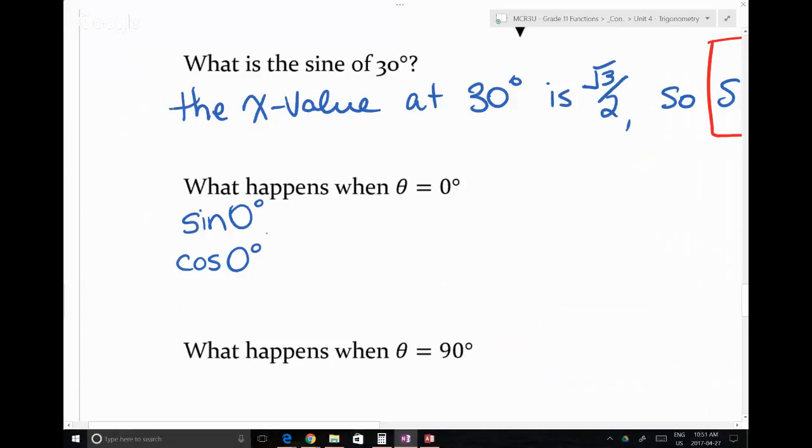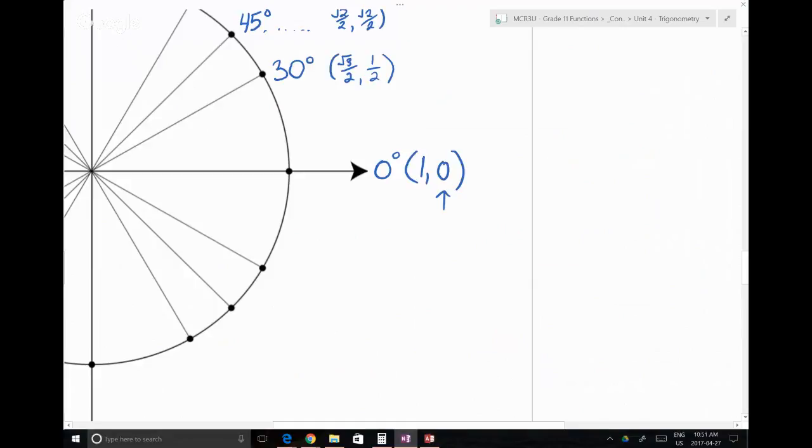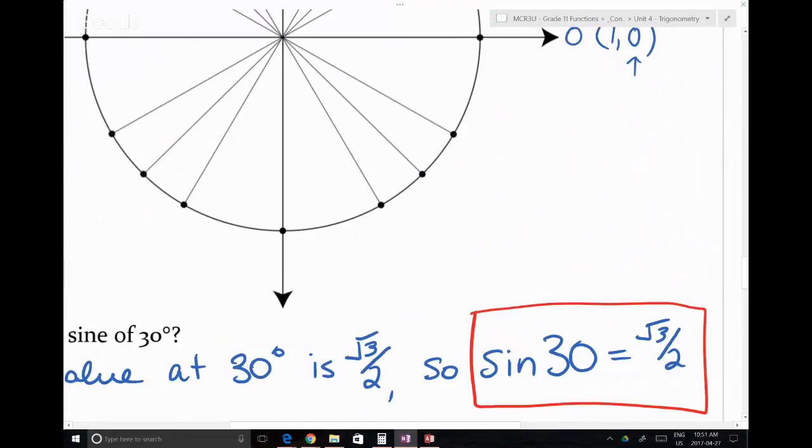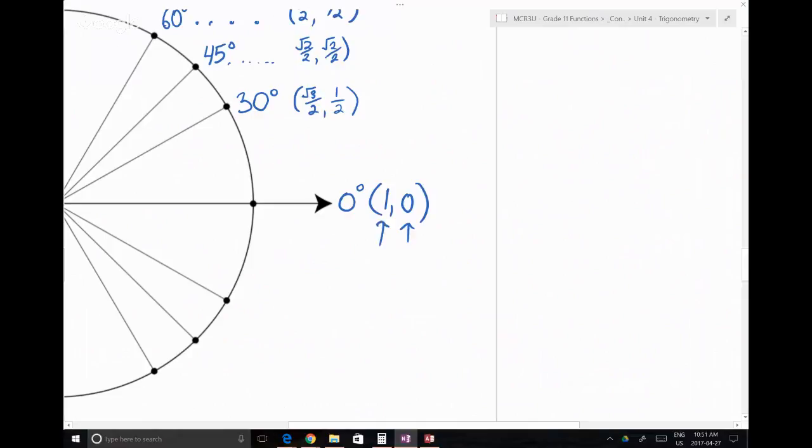The sine of 0 degrees, well, the y value here is 0. That would mean that the sine of 0 degrees is just 0. You can check that on your calculator. It's true. What about the cos of 0 degrees? Well, if we look, the x value here is 1. So the cosine of 0 degrees must be 1.